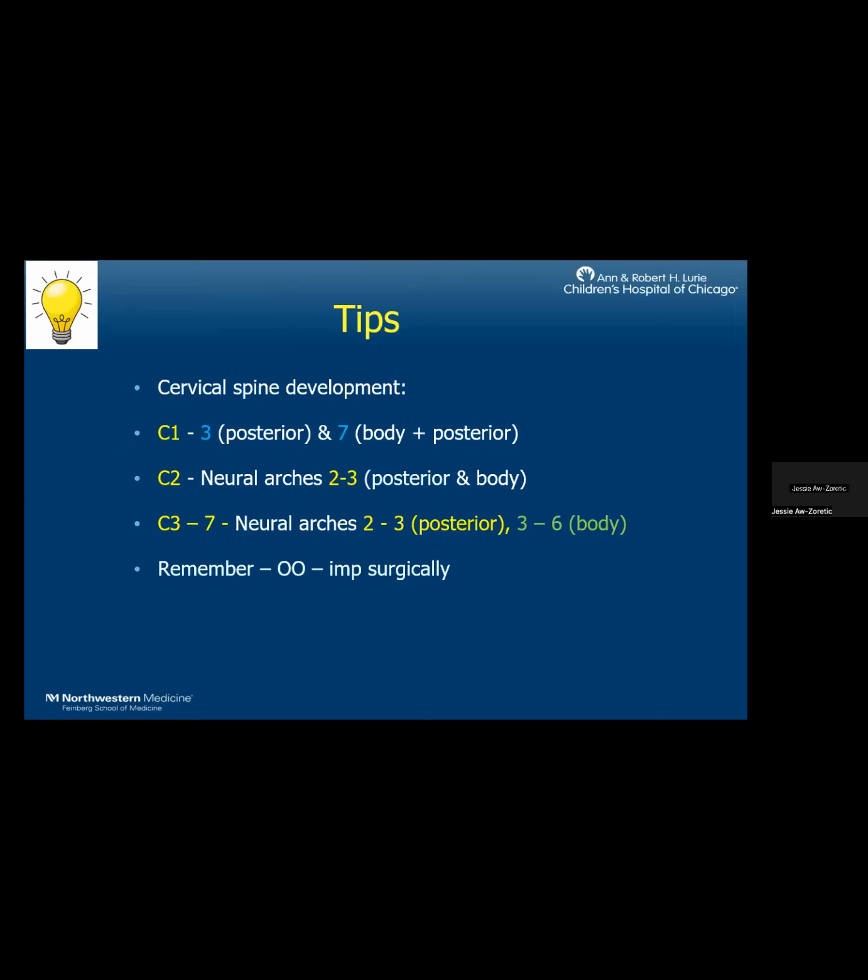So for C1, remember 3 and 7. Those are when the fusion of the posterior neural arches occurs, and then the body and the arch fuse at age 7 years. And then for C2, you want to think about 2 and 3 for the neural arches fusion, and then C3 to C7, again 2 and 3 with the posterior neural arches, and then the fusion of the body from 3 to 6. And then hopefully I helped you recognize the os odontoideum, as it has surgically important implications.